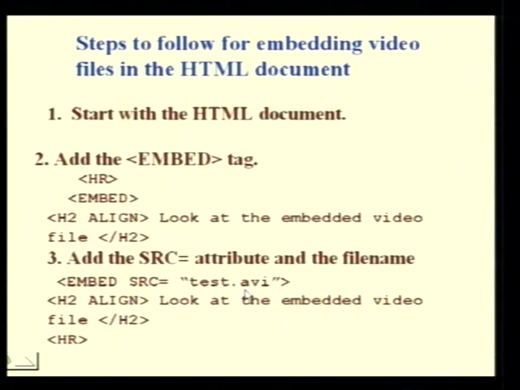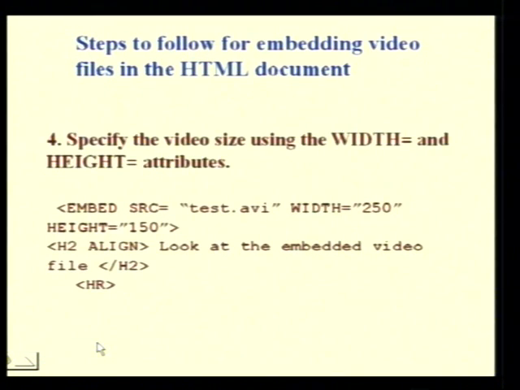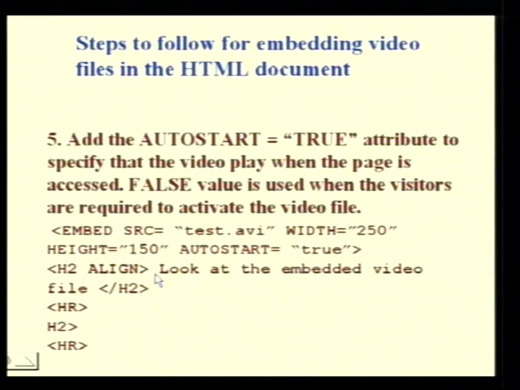Let us say it could be MPEG, it could be QuickTime, anything. H2 align. Look at the embedded video file. This is some text written over here, and then you have the HR tag. Specify the video size using the width equal to and height equal to attributes. Source is something, width is equal to, specify some 250, this is in pixels. Height is equal to 150 pixels. Look at the embedded file. I will show you the source code of the whole thing.